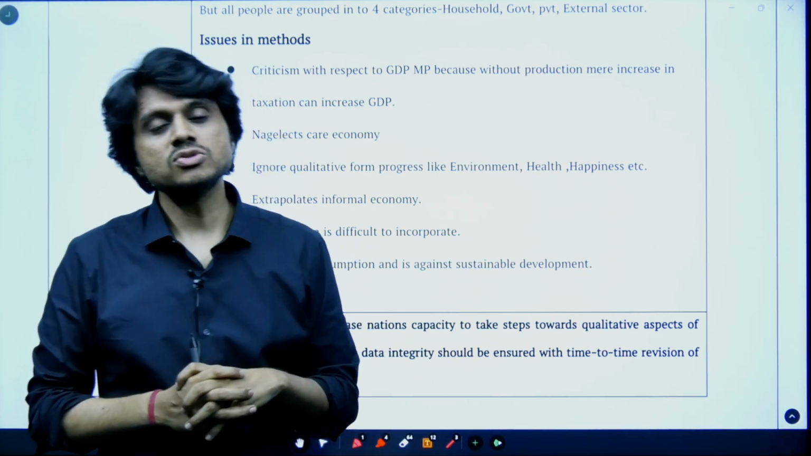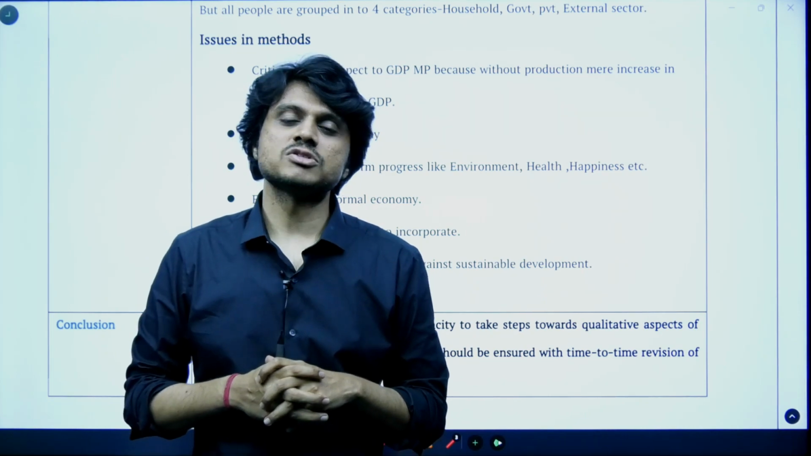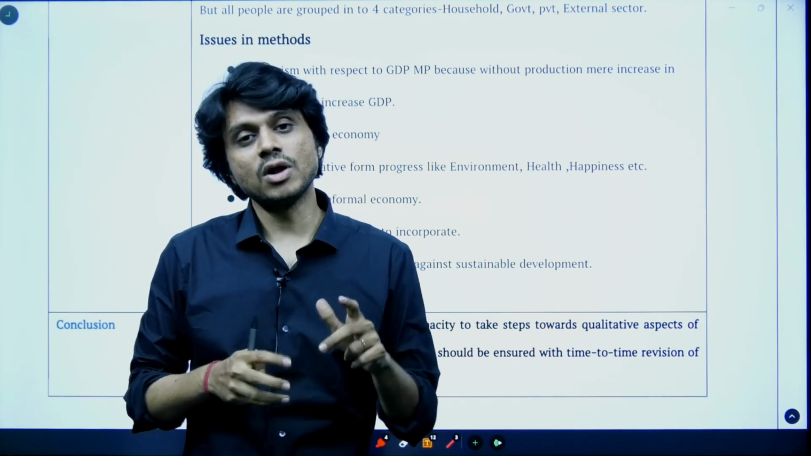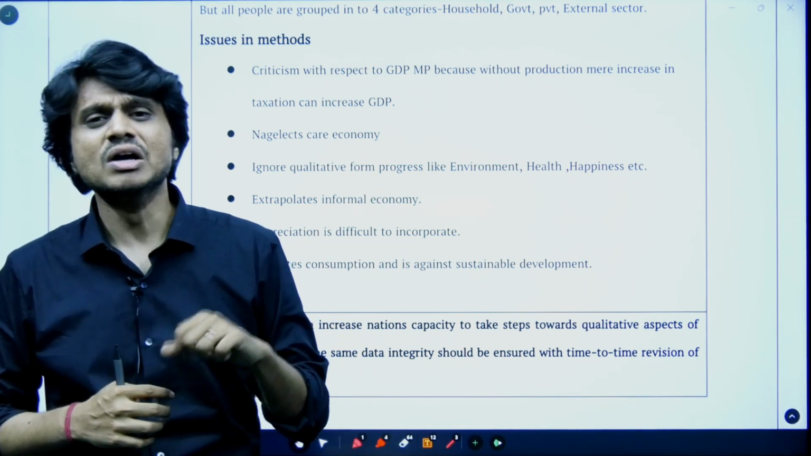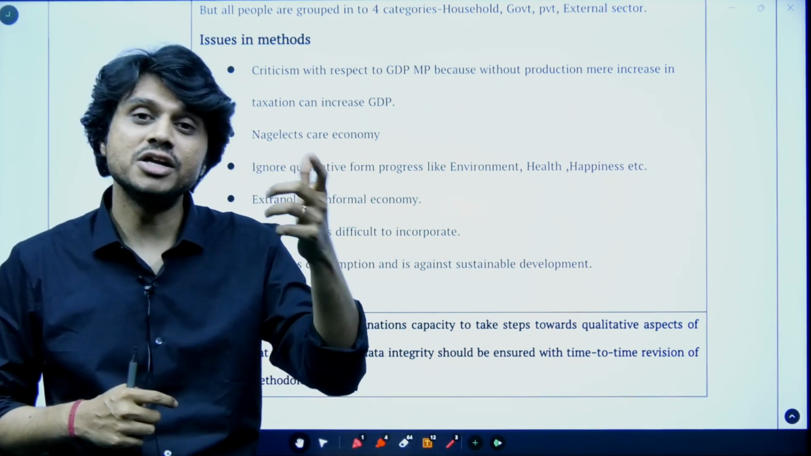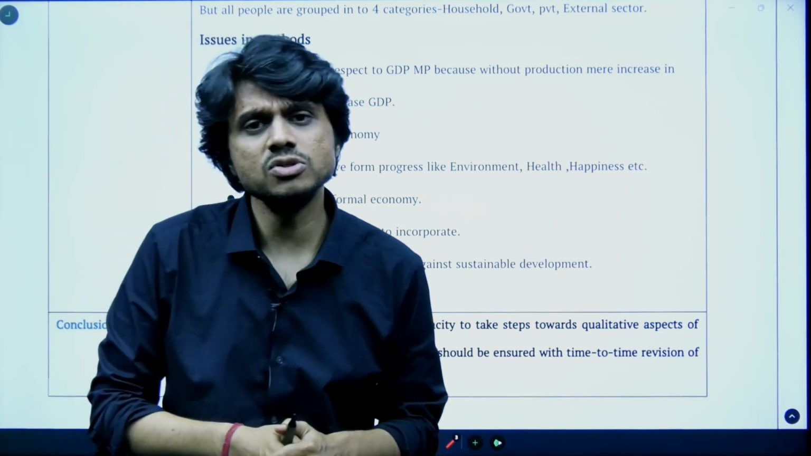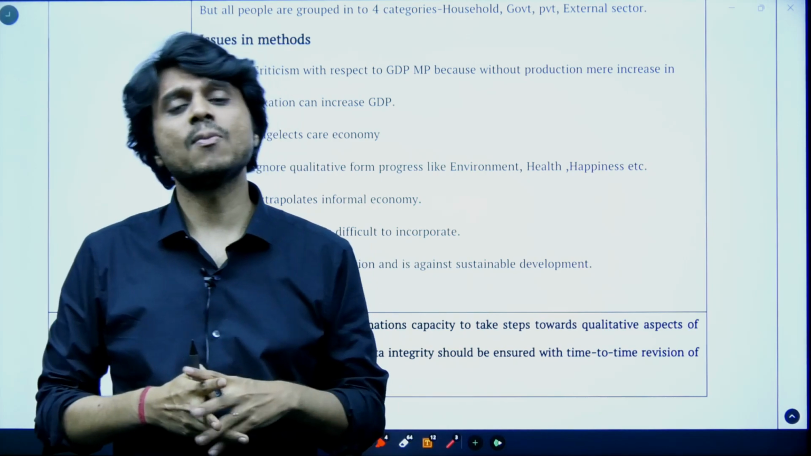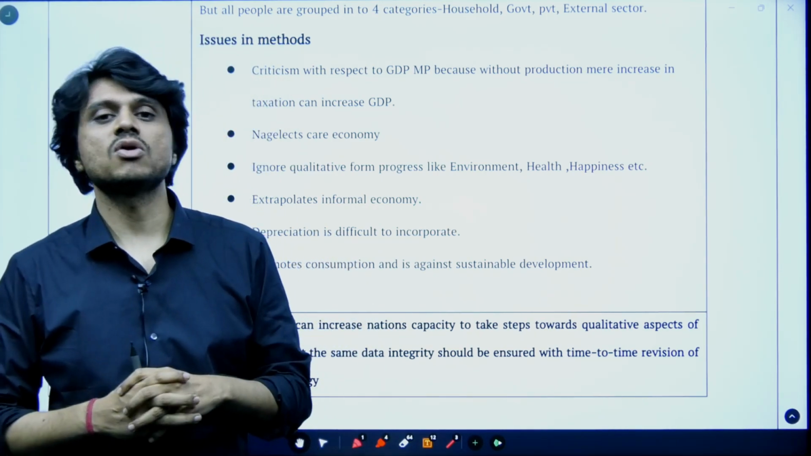Also, you are seeing only the quantitative aspect of the development of the nation in terms of GDP growth, but you are not seeing the qualitative aspect. You might have got the national income, GDP is increasing, but does it mean it is increasing the qualitative aspect also? Is it increasing the health aspect also? Is it increasing the educational aspect also? Is it decreasing poverty? Is it improving the freedom of the people? These aspects are not taken care of here.